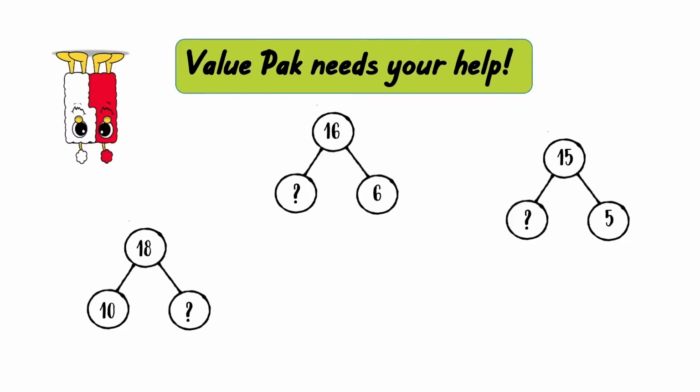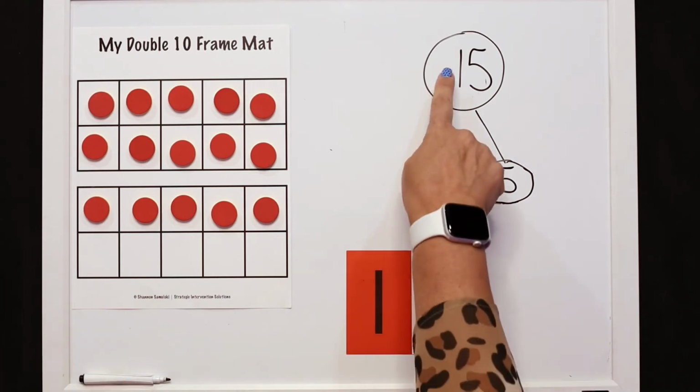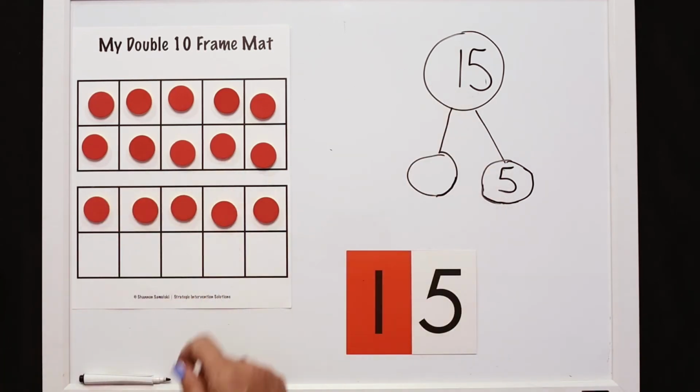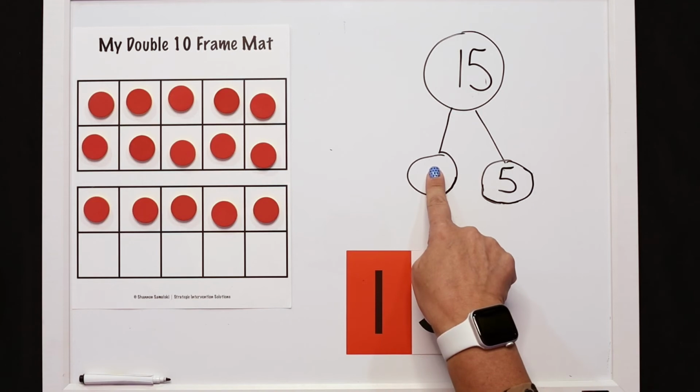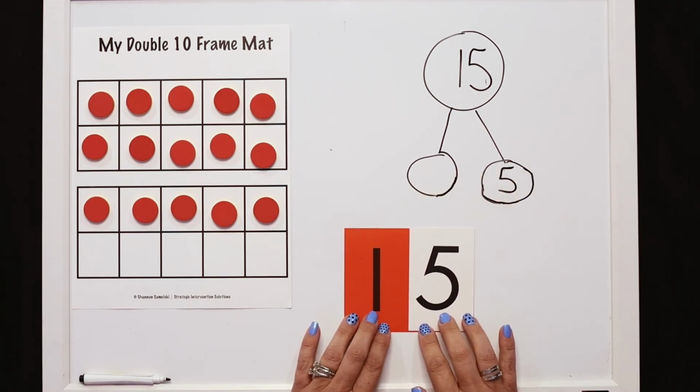I know Value Pak appreciates our help, but we have one more number bond to help set him straight. Let's take a look at that one. This time, our number bond reads 15 and then and 5. Let's take a look at mine and see if we can solve this together. I've started our double 10 frame mat with that number 15 in there. Then you can see we have the missing part and the 5. I laid out our place value strips right here.